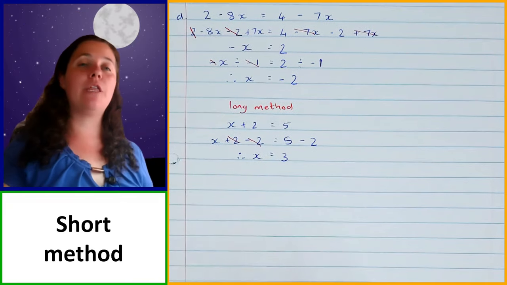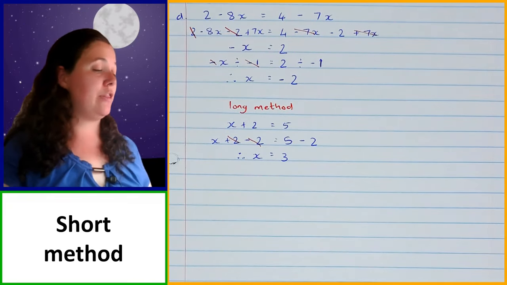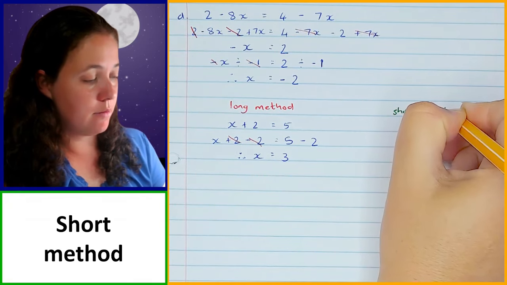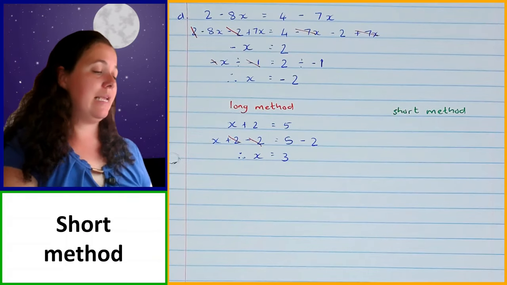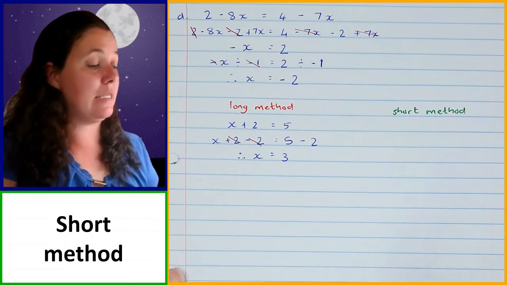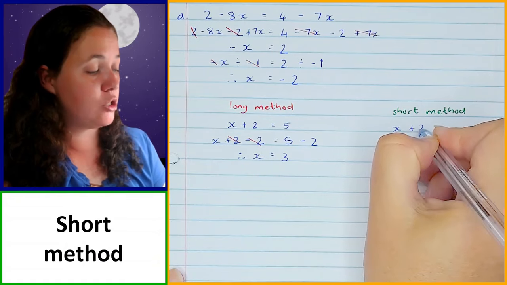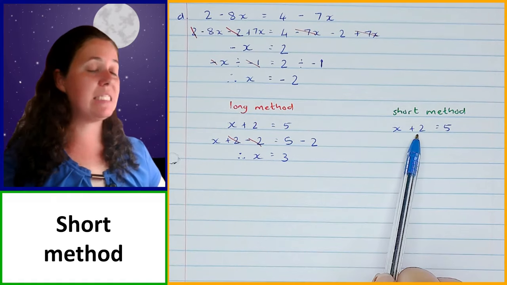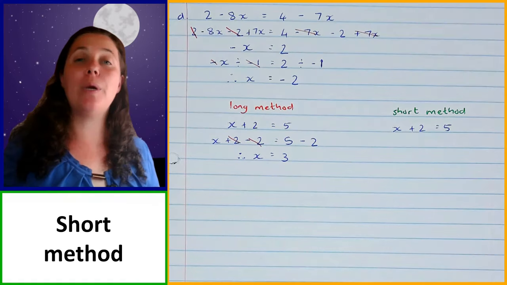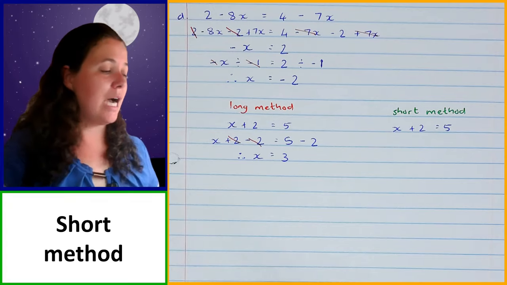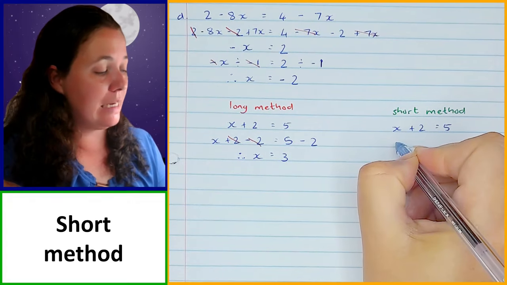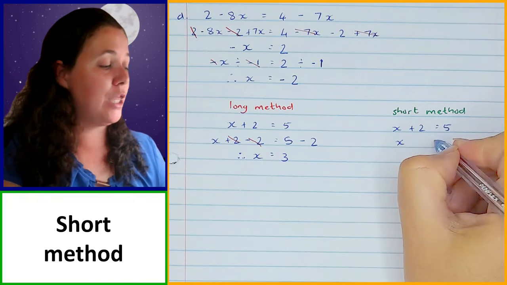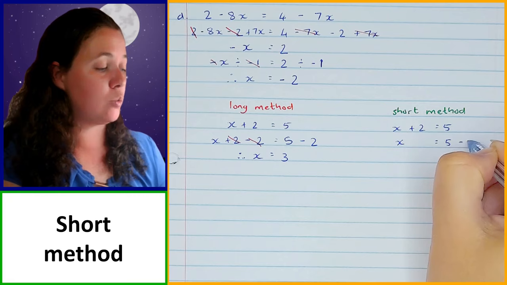Okay, so now there is a quicker way of doing this, and this is using the short method. And that is, we're going to be doing exactly the same thing. We've got x plus 2 equal to 5, but I know that when I subtract 2 over here, it's going to cancel out, so I don't need to write it. I don't need to write that at all. I can just go straight ahead and I can say x, I'm going to cancel this out by subtracting 2, but then I have to do that on this side as well, subtract 2.